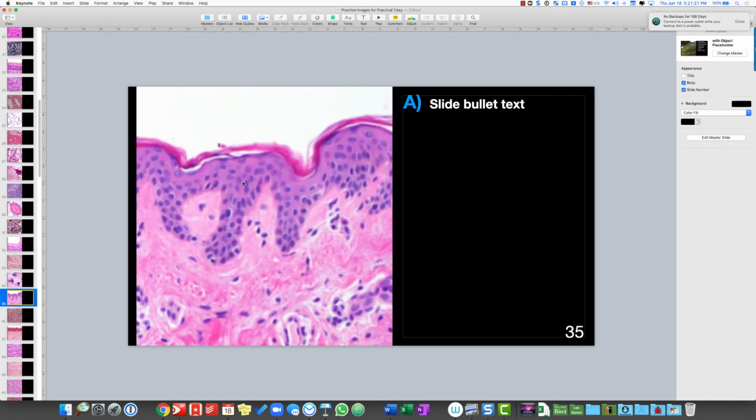This is stratified squamous epithelium. This is keratinized, but it's thin skin. Okay, you can see a tiny bit of keratin on top of this. This is fairly thin. What else can you see here? Well, these are the dermal papilla we talked about. So thin skin has a relatively thin stratum corneum.